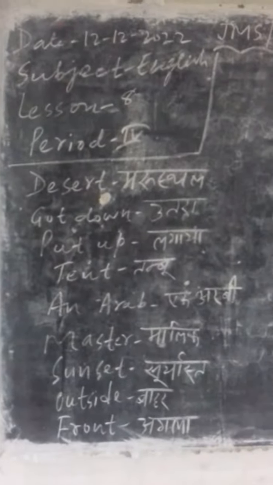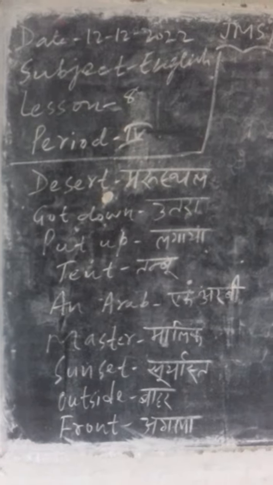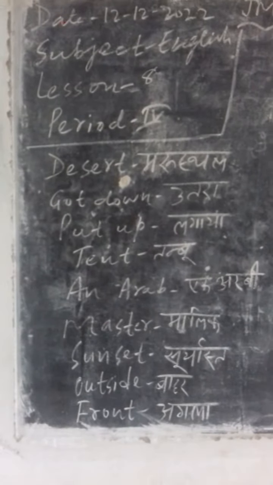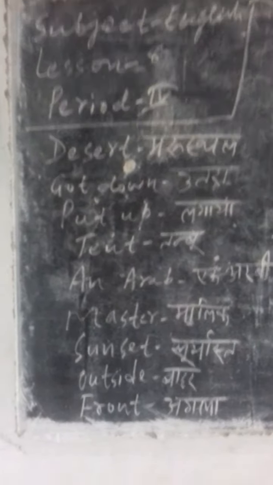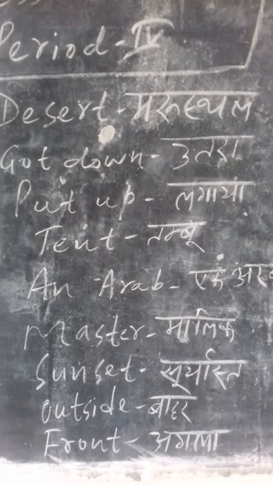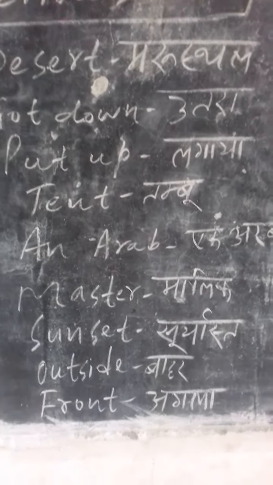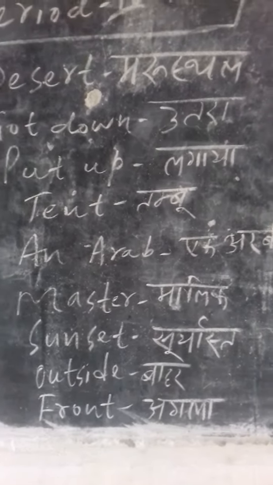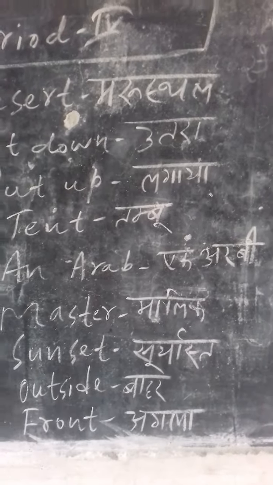Hi learners, you can see here today in this class of English, I have written down some important word meanings. Desert, Marusthal, go down, niche utra, put up, lagaya, tent, tambu, an Arab, ek Arab ke log, master, malik, sunset, suryast, outside, bahar, front, agla ya samne ka. So, you can take benefit from these word meanings.